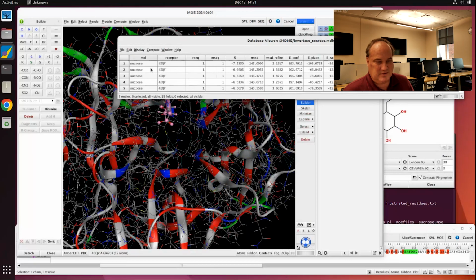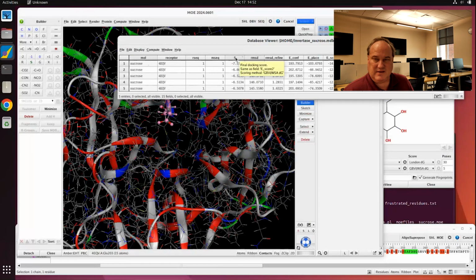There's our 4-EQV. That's our PDB score. All we really need is to record we've got 1 through 5 docked poses. And then the S, if you hover over this, it tells you what it is. This is our final docking score, and it tells you the scoring method is GBVI/WSA. That's our generalized Born docking method.